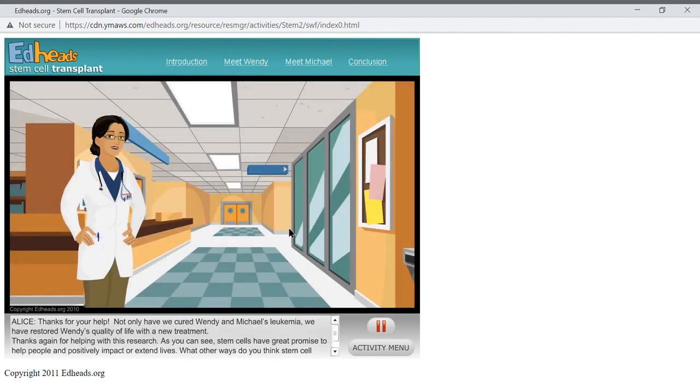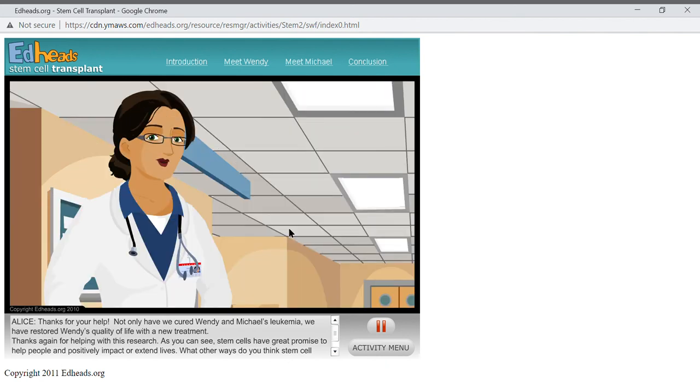Thanks for your help. Not only have we cured Wendy and Michael's leukemia, we've restored Wendy's quality of life with a new treatment. Thanks again for helping with this research. As you can see, stem cells have great promise to help people and positively impact or extend lives. What other ways do you think stem cell research might help people?